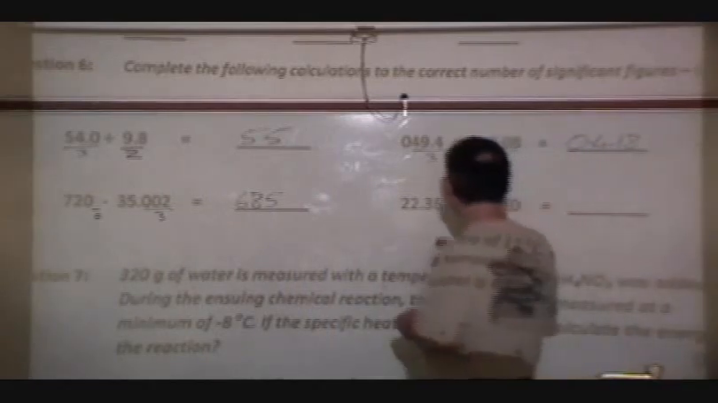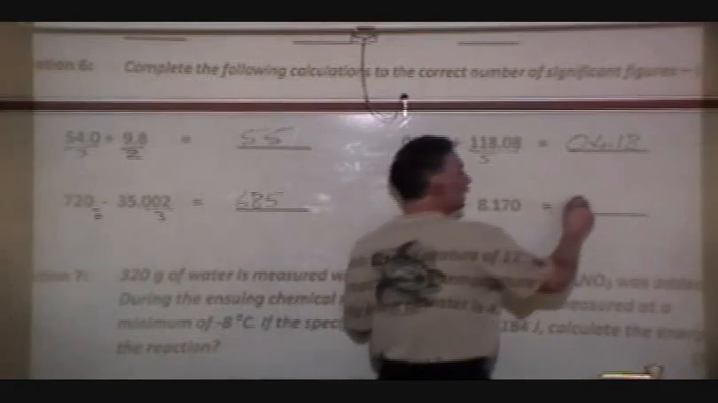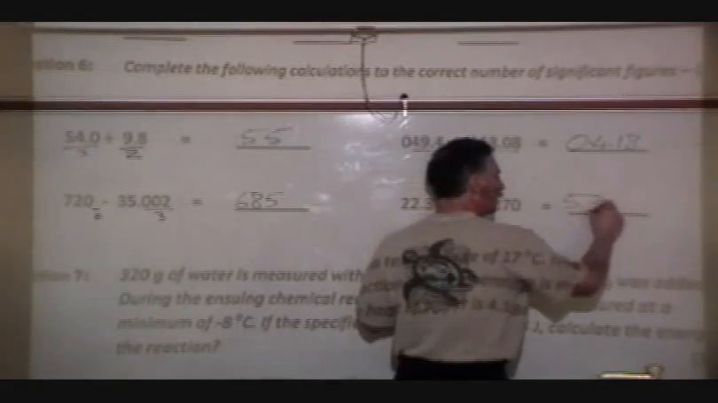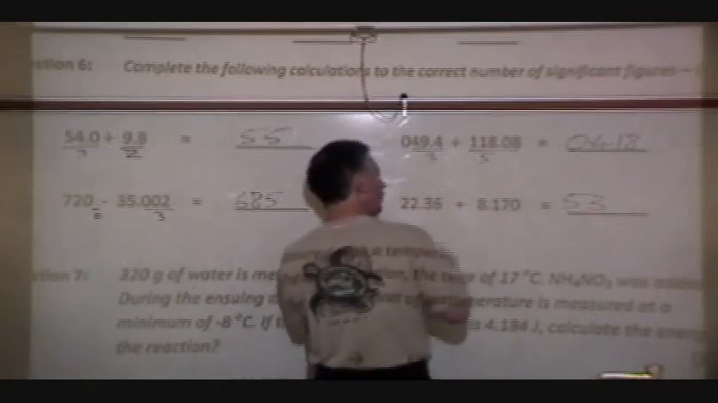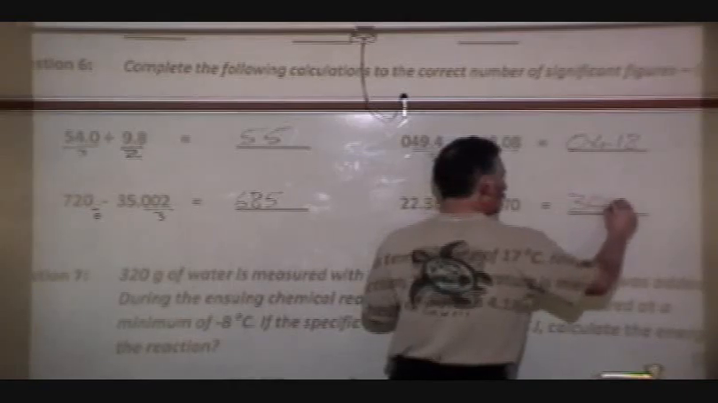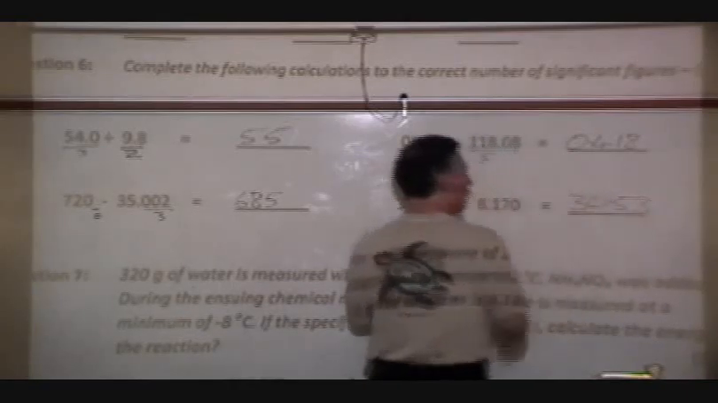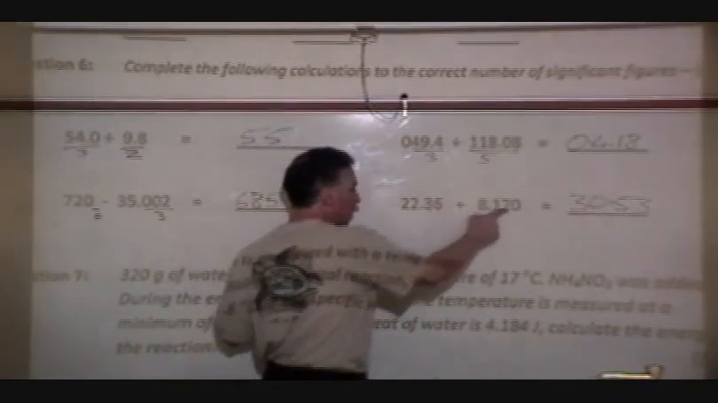The last one, 22.36 plus the 8.170. That gave, was it 53 something? 33, was it? 30.53. Oh, I knew there was a 5.3 in there somewhere. And we have 2 decimal places compared to 3.